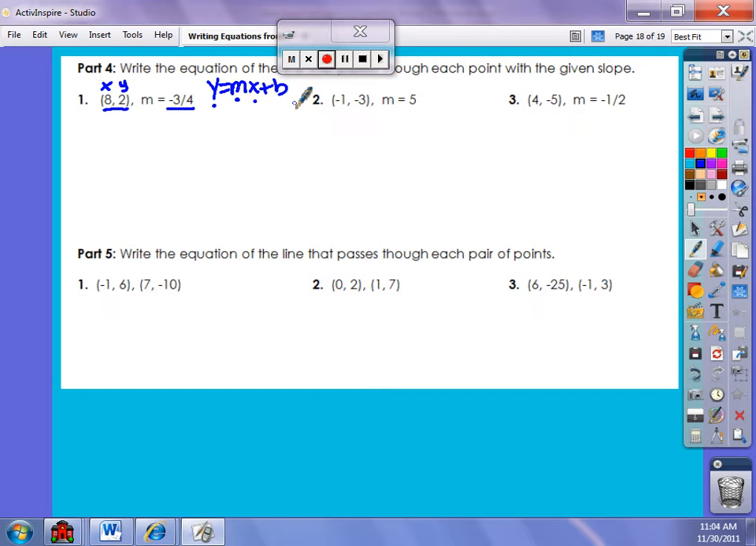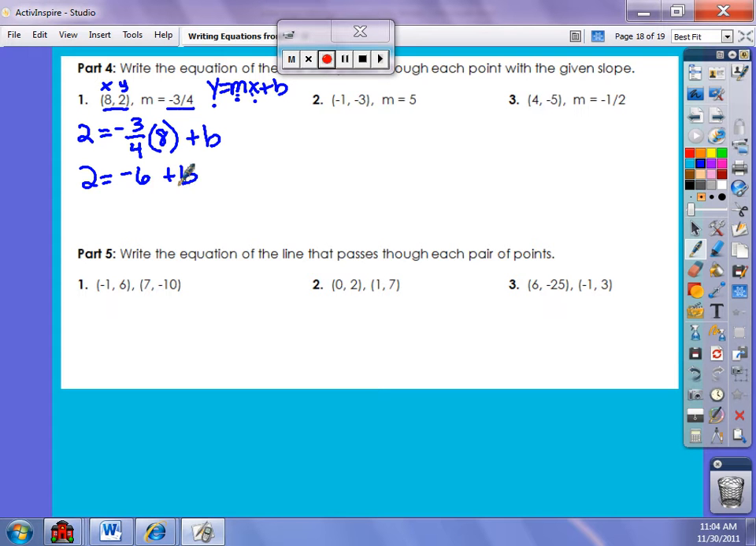So let's plug in everything we know. The y value is 2. The slope was -3/4. The slope multiplies the x value, which was 8. The only thing I don't know is b. Now we're just going to solve this for b. In your calculator, you can multiply -3/4 times 8. I'm just going to do it in my head, though, because for me that's faster. So I get -6 plus b. Try that on your calculator. -3/4 times 8, you should get -6.